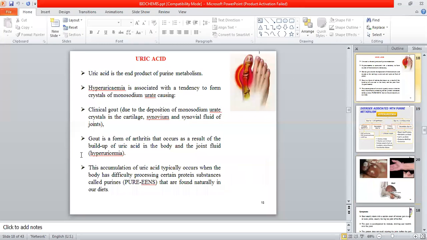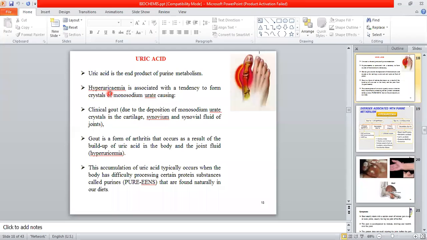Now what is uric acid? Uric acid is the end product of purine metabolism. When uric acid concentration is high in our body, that is termed as hyperuricemia. That one is termed as hyperuricemia. It means increased concentration of uric acid.